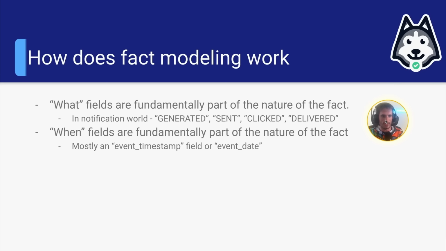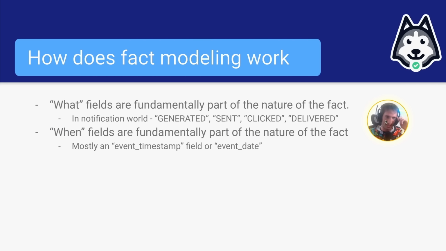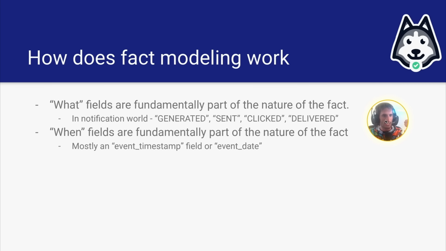This is going to be the event, the actual thing that happened. In notifications, there was a funnel of events. You have generated, which is a notification that could be sent. And you have the notification that is sent, the notification that is delivered to the device, the notification that's clicked on, and then the notification that's converted into an action downstream, whether that be a comment, a share, a purchase, something like that.